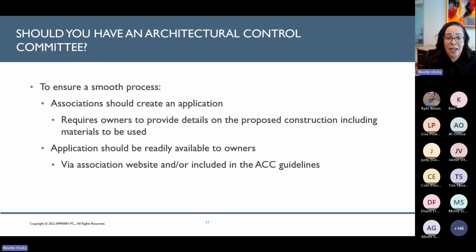Now, another thing too is while we want to put the procedure for submitting an application into the ACC guidelines, we also want to make sure that that application is readily available to owners. We don't want a situation where it makes it too difficult for an owner to actually locate the application or even to submit the application, because if it's too hard for them to find it, then they won't fill it out and they won't submit it. So the application needs to be submitted on the association's website, or even, we recommend that the application be attached to the ACC guidelines or both, so that makes it easier for it to be accessed by a homeowner.